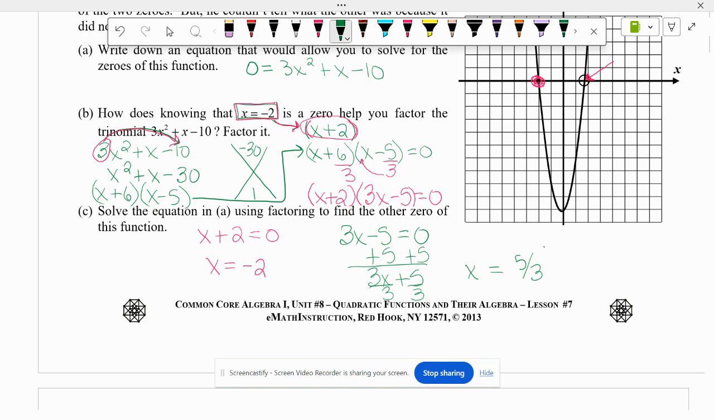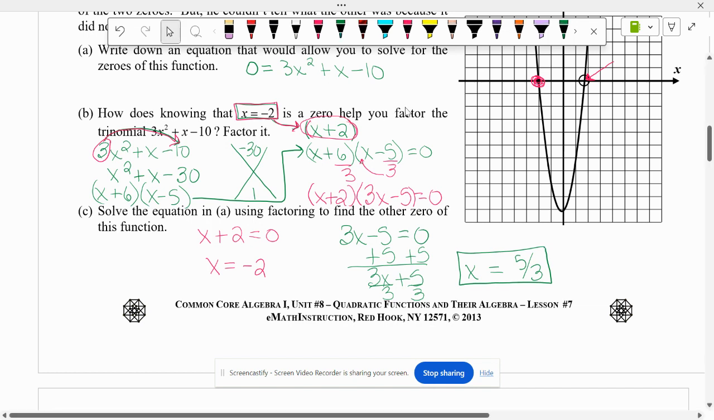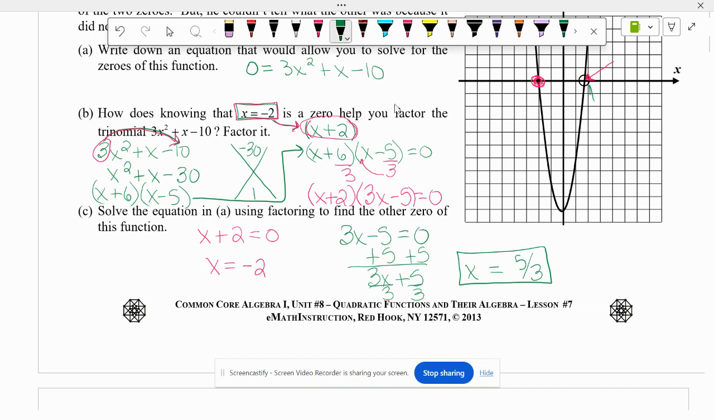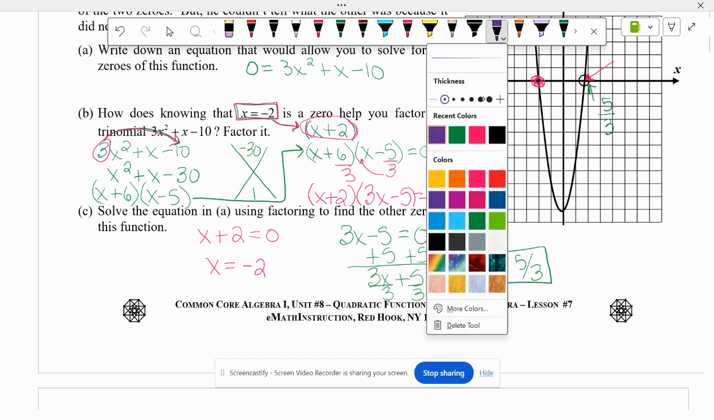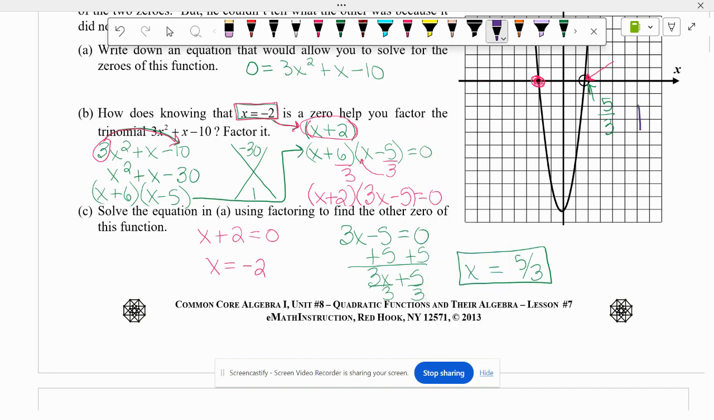X equals 5 thirds. So this place right here that we didn't know is actually the fraction 5 thirds. Or we could think of it as the mixed number 1 and 2 thirds.